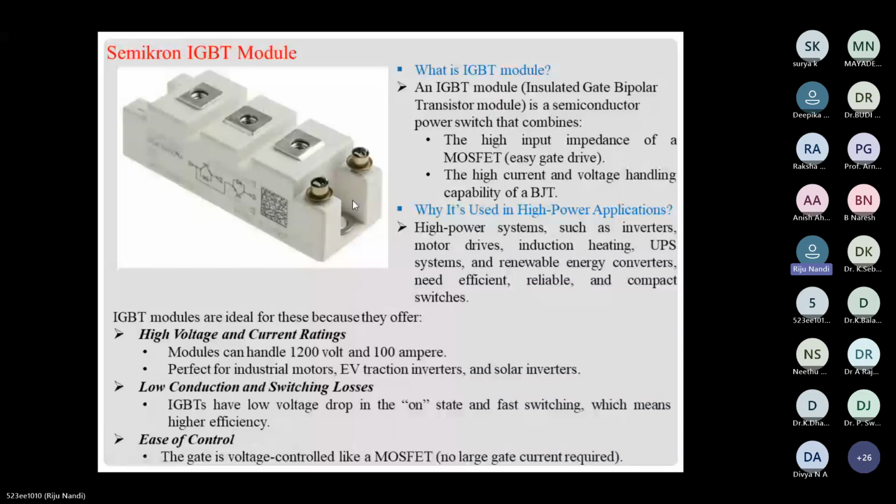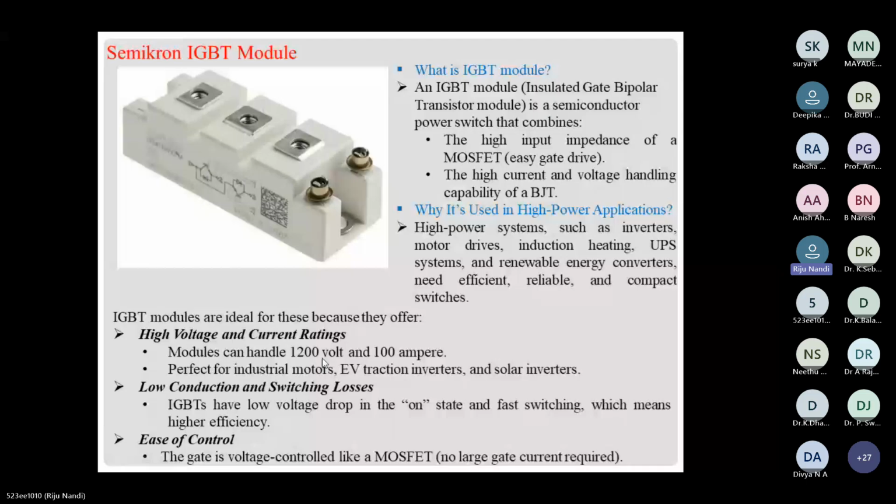High power systems such as inverters, motor drives, induction heating, UPS systems, and renewable energy converters like buck-boost converters need efficient, reliable, and compact switches. IGBT modules are ideal for this because they offer high voltage and current ratings. The module I have used can handle 1200 volt and 100 ampere, which means 120 kilowatt in total.